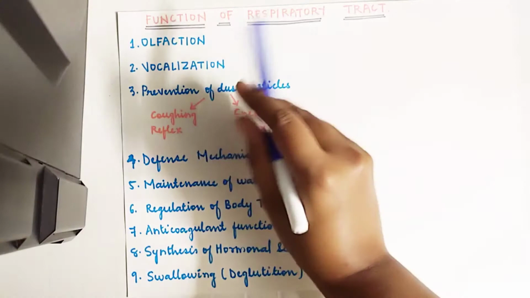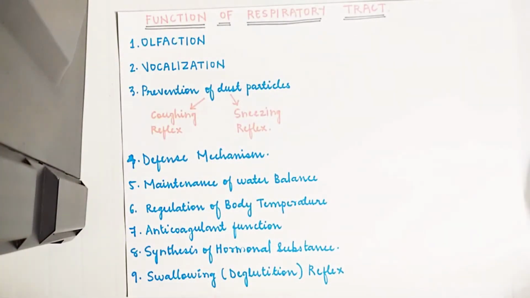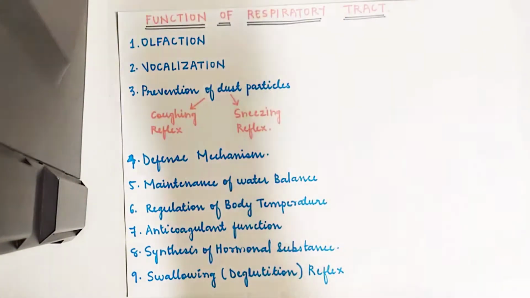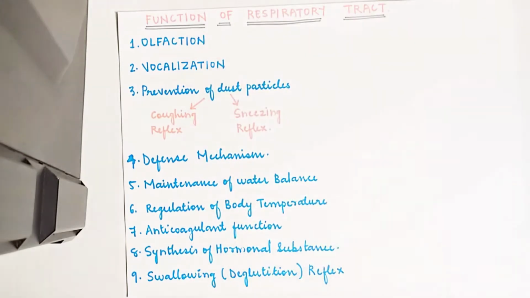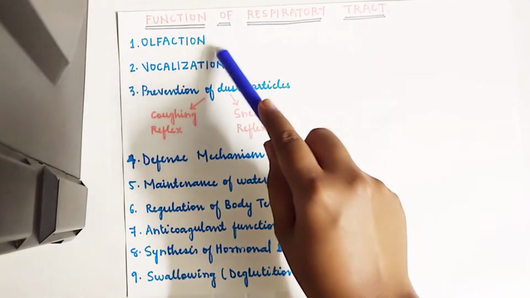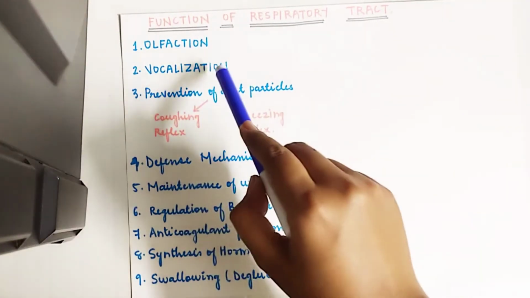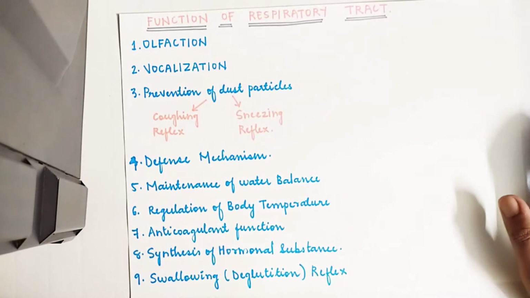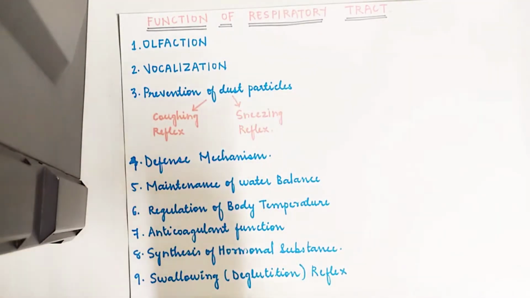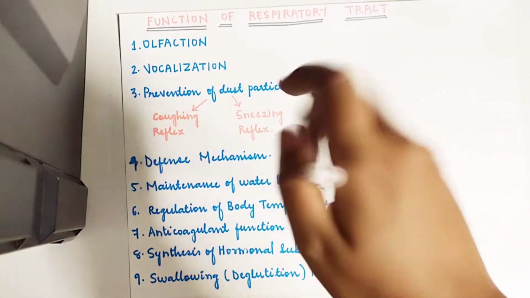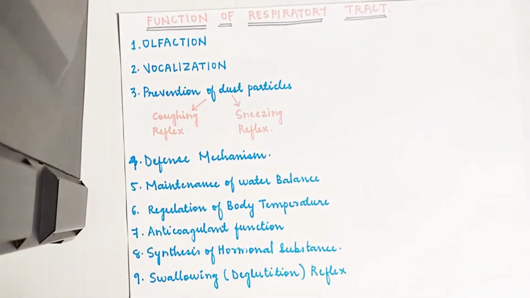So first is olfaction. The olfactory receptors are present in the mucous membrane of the nostrils, and they are responsible for the olfactory sensation, that is smell. Then vocalization. So mainly it is the speech apparatus. The larynx, also known as the voice box, helps in vocalization.